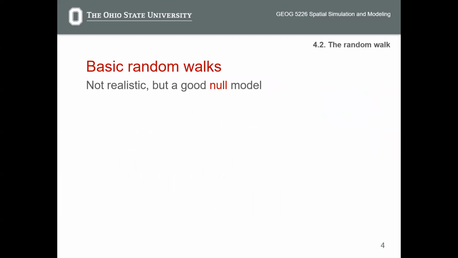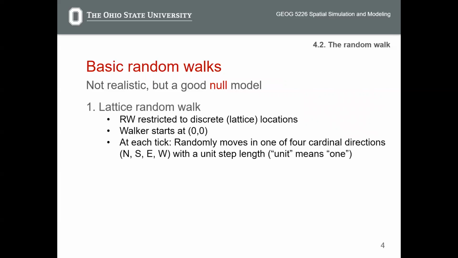Okay, let's start with the very basic random walk, okay? It's called basic random walks. It's not realistic because it's too simple, but it's a pretty good null model. It's a starting point. You can also consider this as a reference, as a baseline. So we have two types of basic random walks.